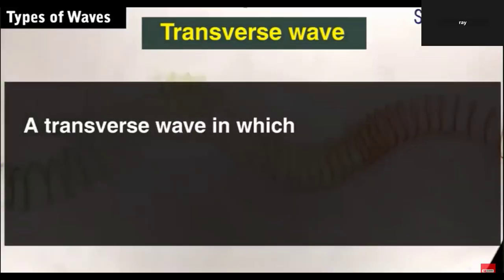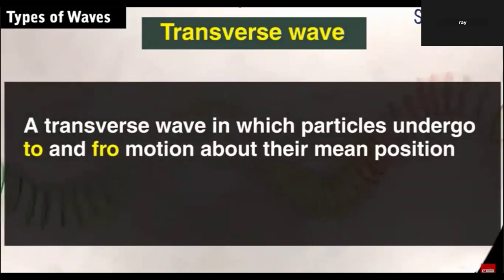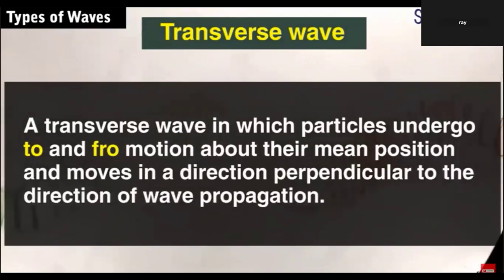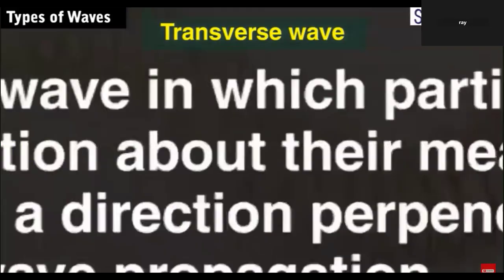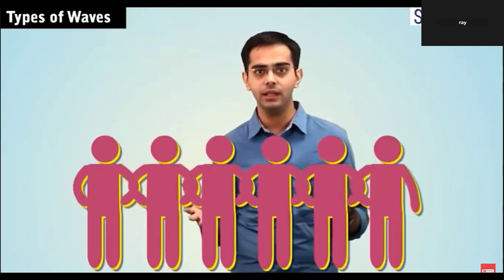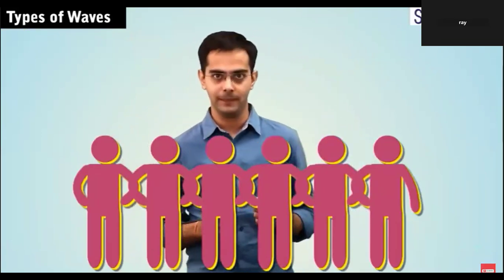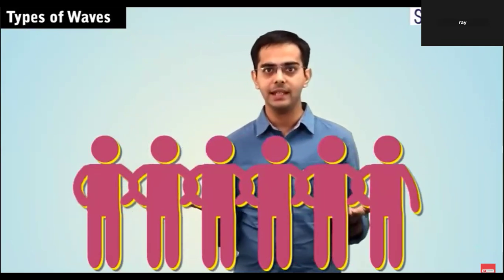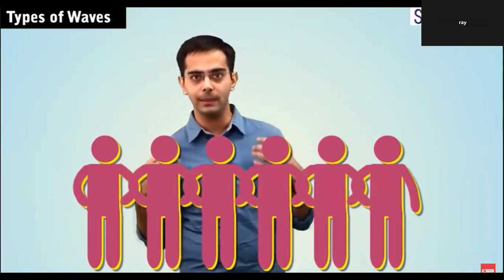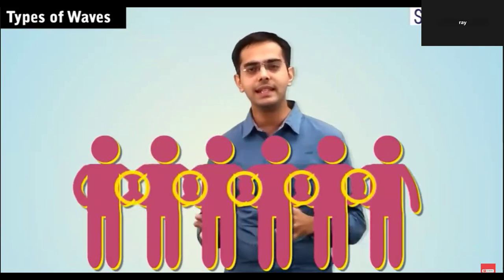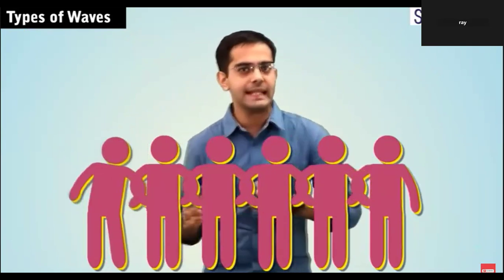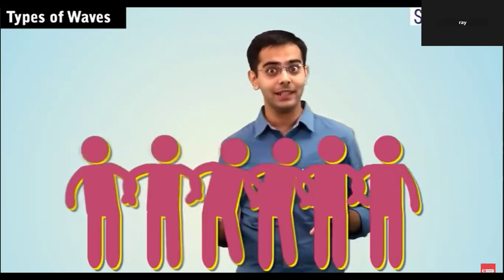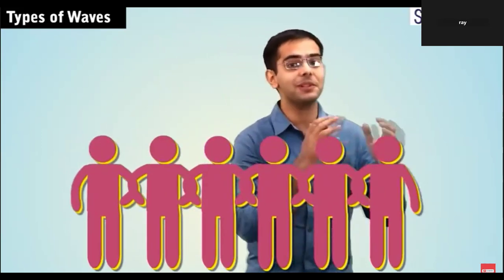A transverse wave in which the particles undergo to and fro motion about their mean position and move in a direction which is perpendicular to the direction of wave propagation. Now we'll take the same group of people that we had taken earlier, but this time with a slightly different arrangement, and let's see what happens. So it is the same group of people, but in this case they're not holding each other through their shoulders but through their elbows. Now in this case, the first person gently pushes the second person sideways and then pulls him back. You see this push and pull movement, and this is propagated towards the last person of the group.